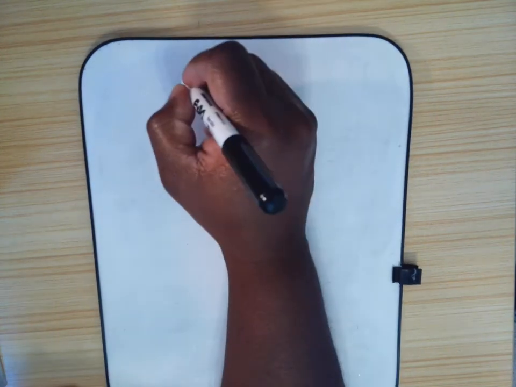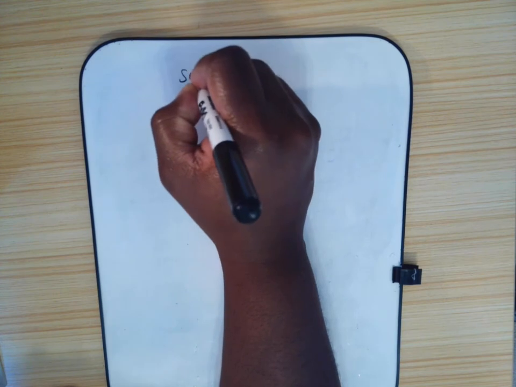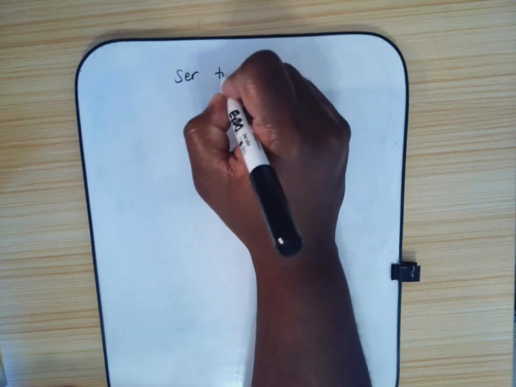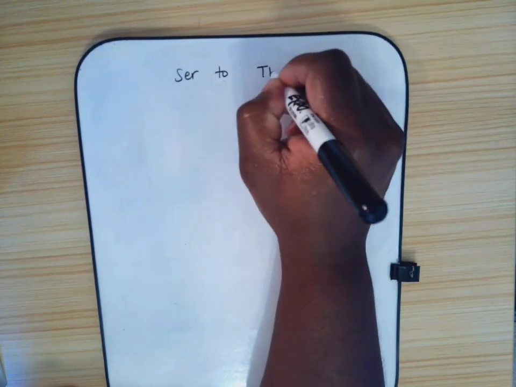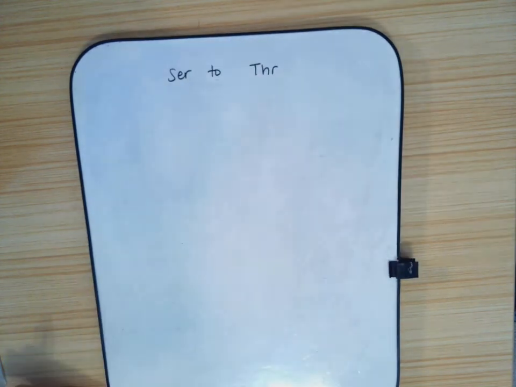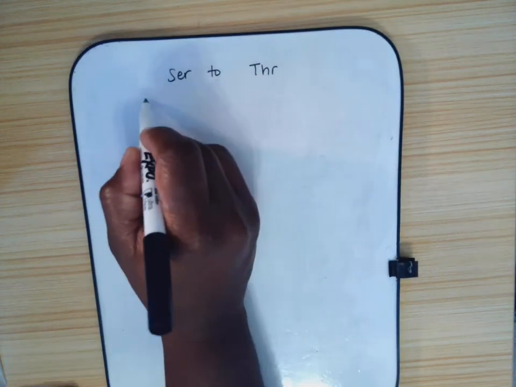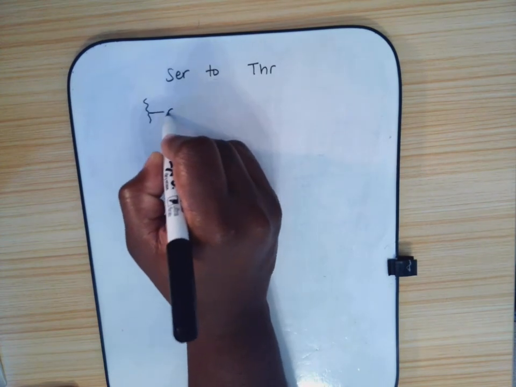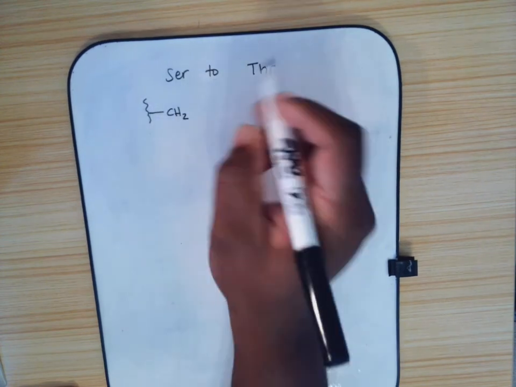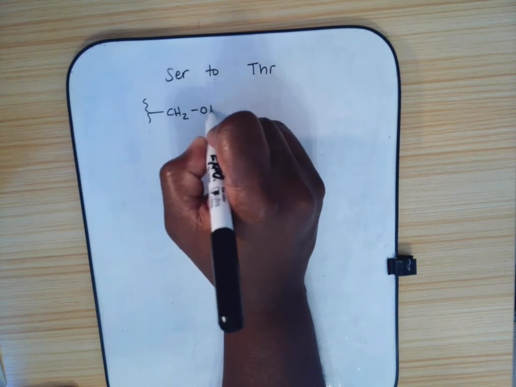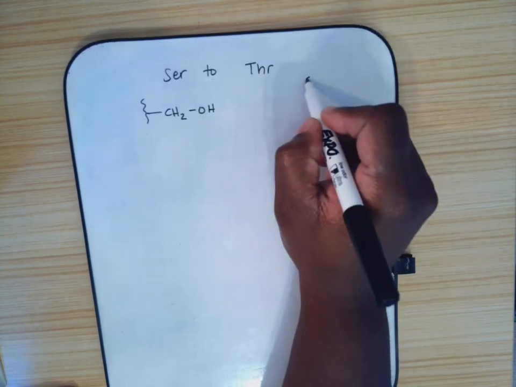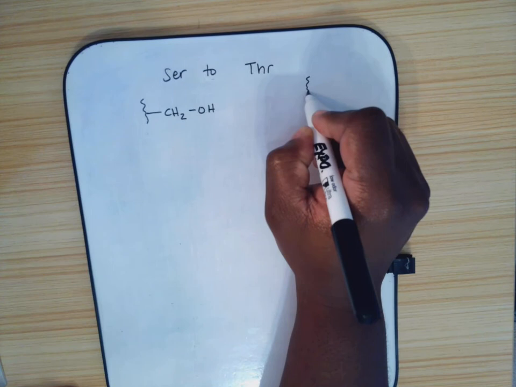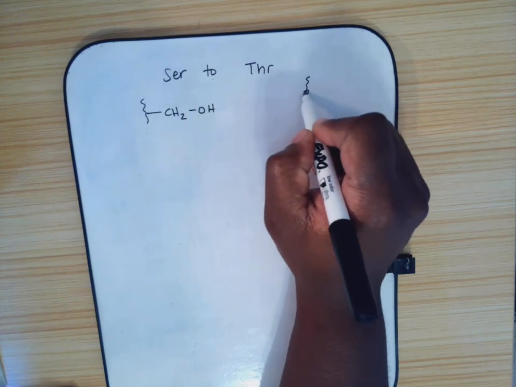So let's say we had a protein and we were looking at an interaction between, we'll just say, serine and threonine. So instead of drawing out the entire amino acid, I'm going to simply focus on the side chain, because we're looking at what happens to the interactions that were present in that side chain.